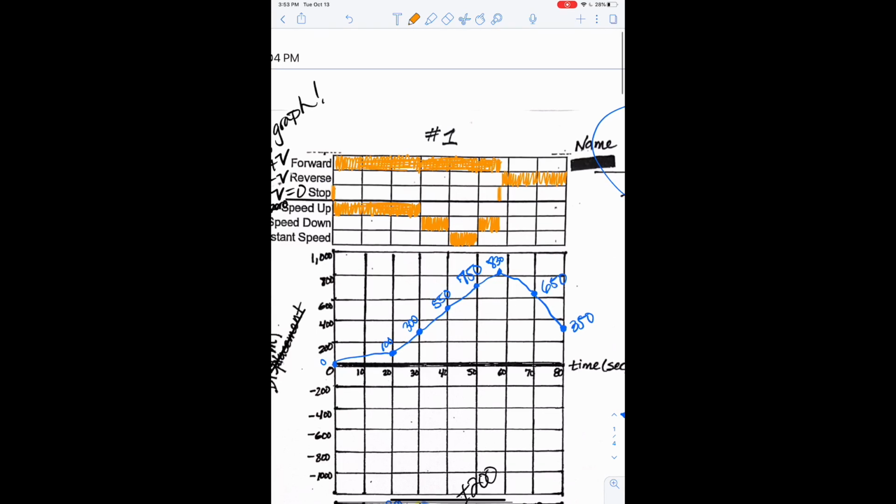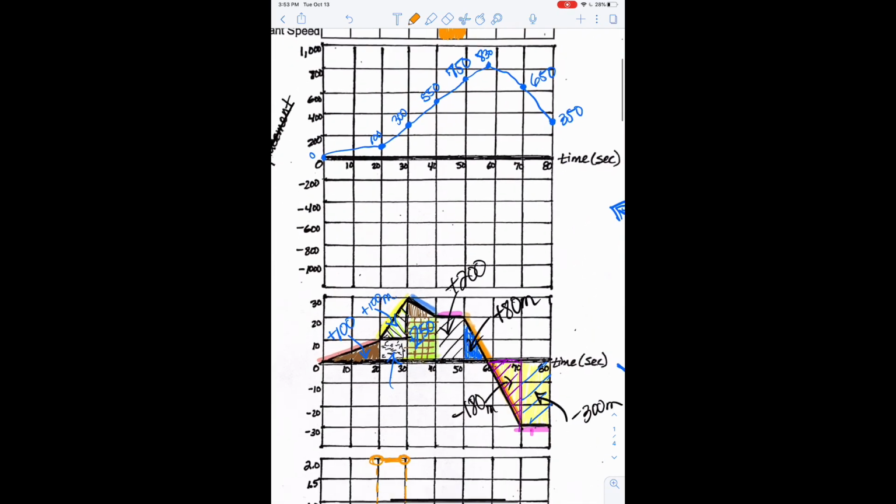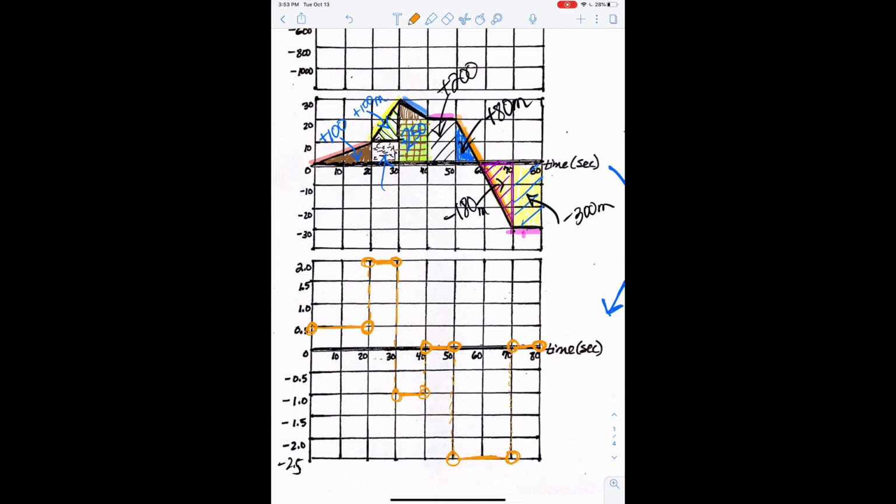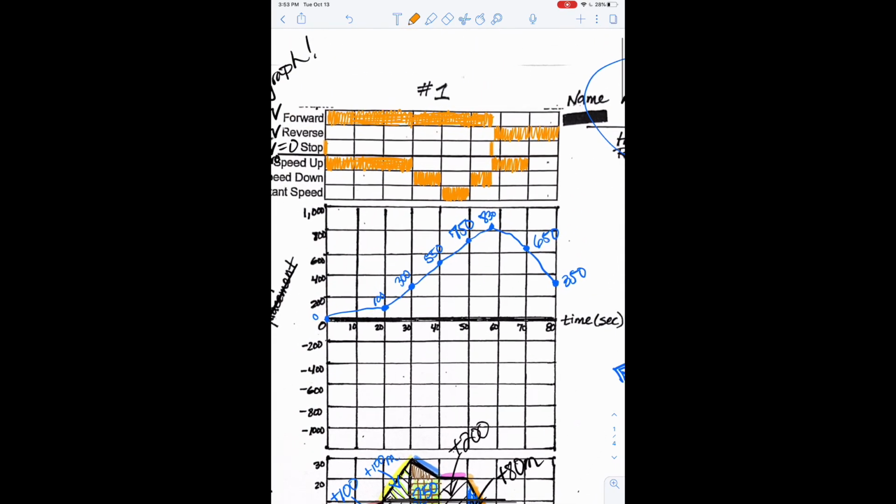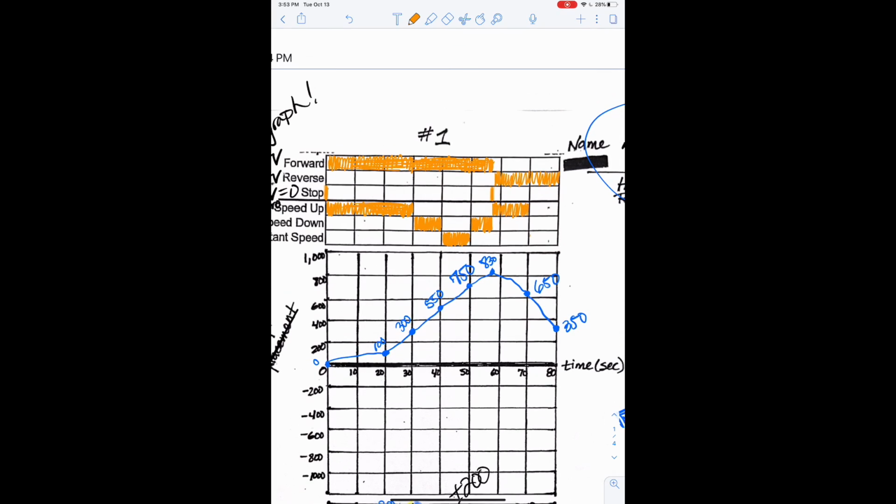So we're going to come back up here above and go from 58 to 70. And then finally from 70 to 80, I think that's where we hold speed. Yeah, it's another one of those pink lines. So we're just going to hold speed at negative 30. So we have a constant speed there to end with from 70 to 80.